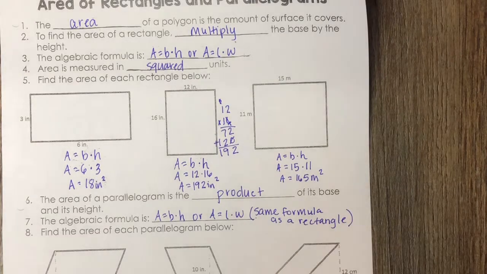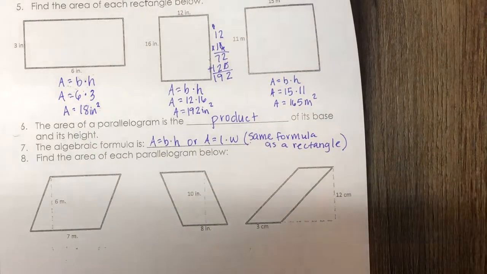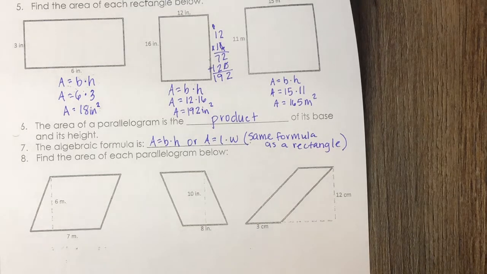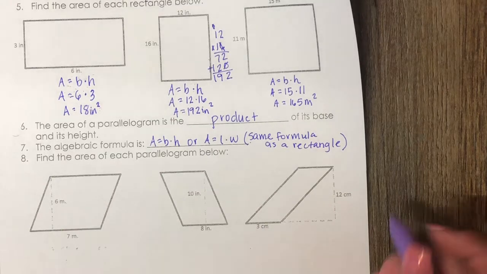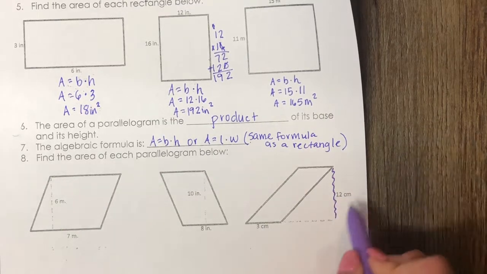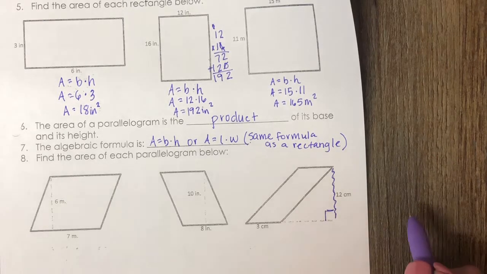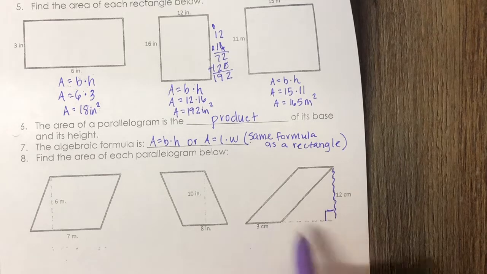Okay? And now looking at our examples, I want us to start with this third example because it looks a little funny. So in order for you to have the height of a shape, it has to hit the base perpendicularly. Well, because this is a parallelogram and it's slanted, they put our height on the outside. So this line right here makes a 90-degree angle. So that means 12 is our height and then 3 is our base.